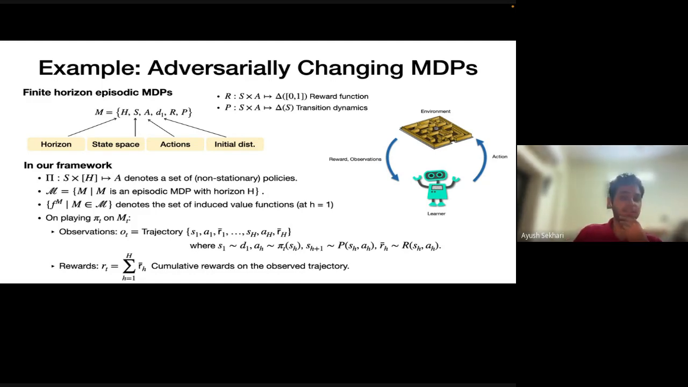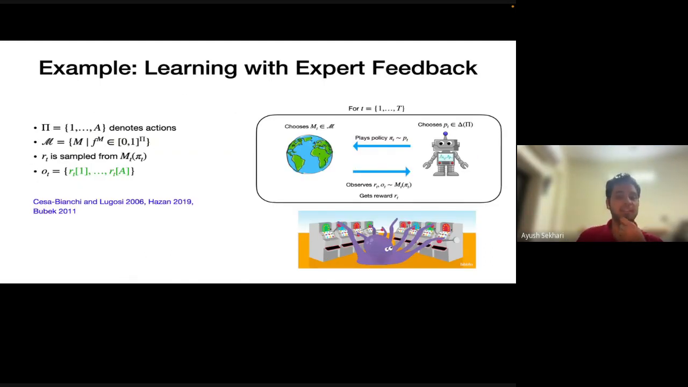And finally, just as a small comment, we do not necessarily need to restrict ourselves to partial information problems. The framework also easily captures full information problems like learning with expert feedback, where on every query, you get back observations corresponding to all the decisions or all the policies in your policy class. Any questions so far on these illustrative examples?